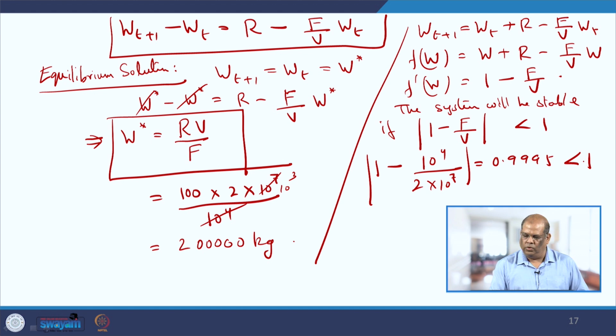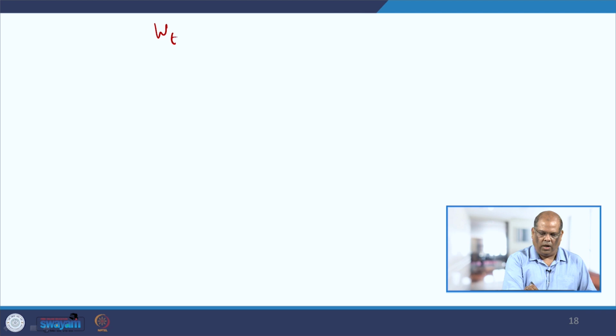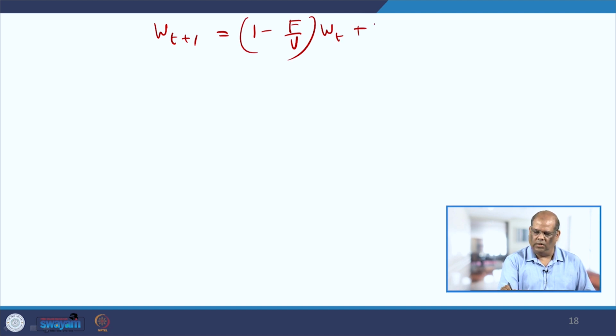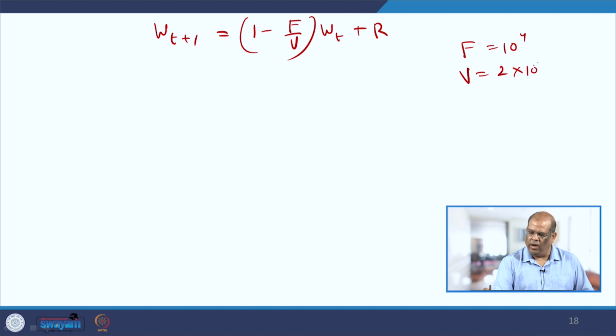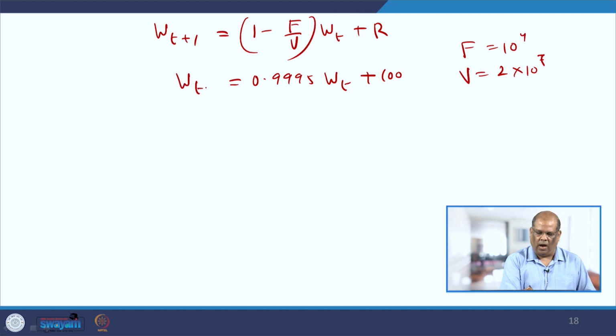And if you now want to solve this numerically, I will substitute the values of R, F and V and you will get Wt plus 1 equal to 1 minus F by V into Wt plus R. So, already you have calculated that your F is 10 to the power 4, your V is 2 into 10 to the power 7, and 1 minus F by V gives 0.9995 Wt, and R value is 100.